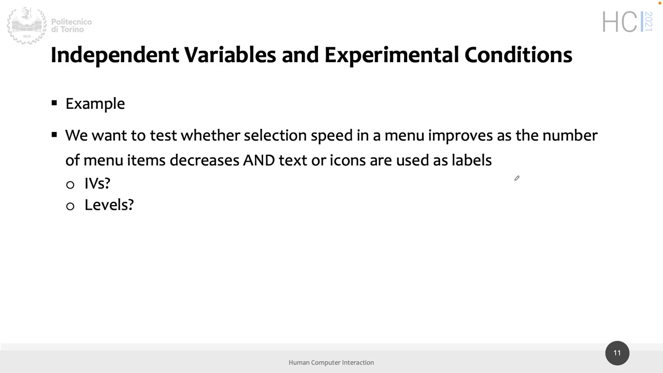So how many independent variables do we have here? Menu, as before, and whether it is a text or an icon. 2 independent variables. How many levels do we have for the first independent variable? Always 3, because it's the same as before, so we said we have 3, 5, and 7 item menu. And for the second independent variable, how many levels do we have? Text and icon.